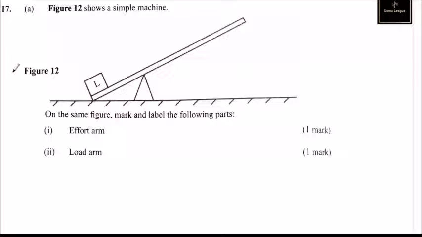This is question number 17, part A, and we are told figure 12 shows a simple machine. So this is a lever machine, we have the rod, we have the effort there. On the same figure, mark and label the following parts: effort arm and rod arm. So from here to here, this is where we have the effort.